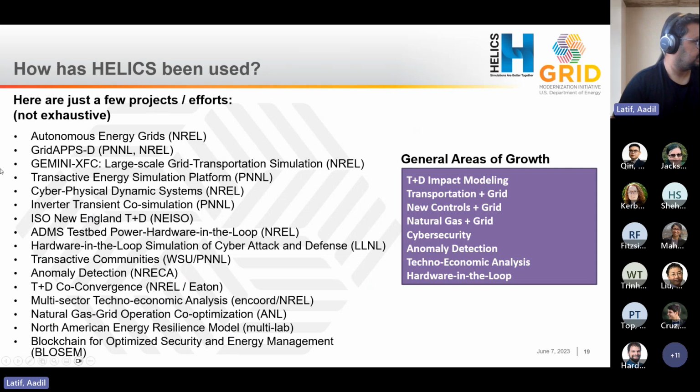So all these different projects that we highlight here are essentially use cases where we see a lot of coupling altogether, where we foresee more coupling between subdomains in the future.